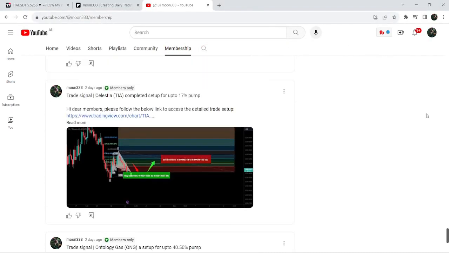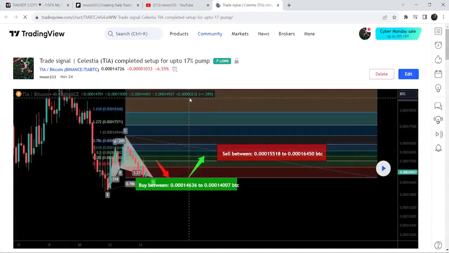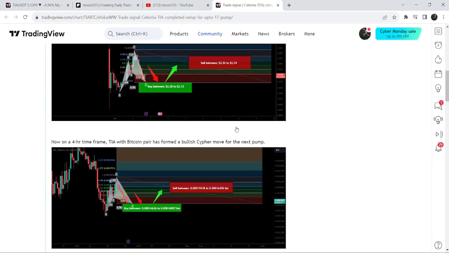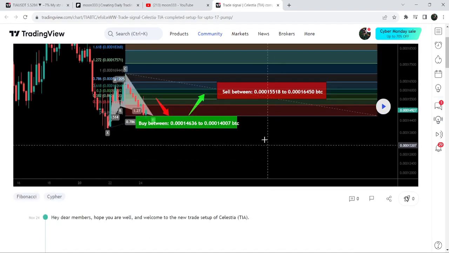And first of all, let me begin with my most recent trade signal for TIA that I shared almost 2 days ago with my members. And that was a harmonic bullish reversal cipher pattern that TIA formed on a 4-hour time frame chart with US dollar pair. And you can see this was our buying zone that was starting from 14,636 and goes to 14,007. And this was our sell target zone, and our stop loss was below 14,007. And by the way, this move is formed with Bitcoin pair.